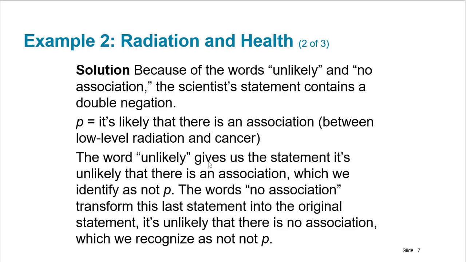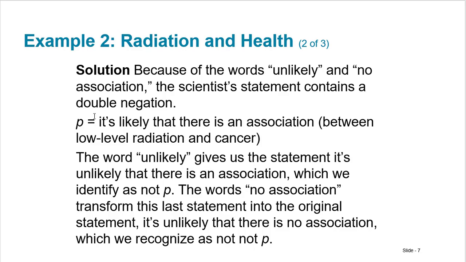And so P, being our statement, is it's likely that there is an association between low-level radiation and cancer. The word unlikely gives us the statement it's unlikely that there is an association, which we would identify as not P. And then the words no association transform the statement into the original statement. It's unlikely that there's no association, which we recognize as not P.